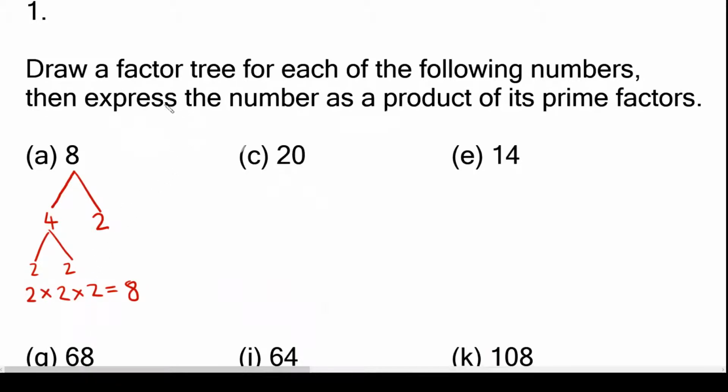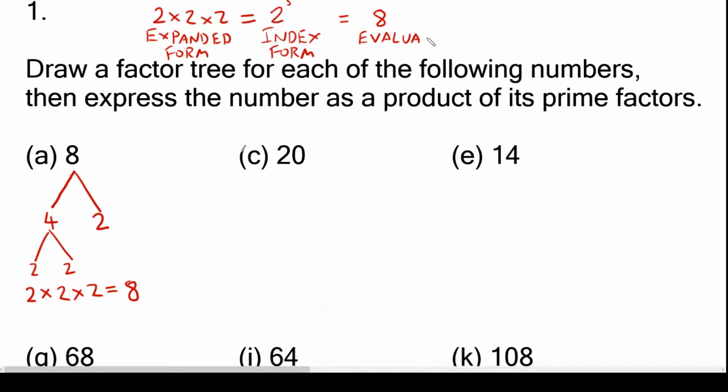All right. Now, up here, I'll do it. We've got 2 times 2 times 2. That's expanded form. And then you've got 2 to the power of 3. That's index form. And here, 8 is evaluated form.